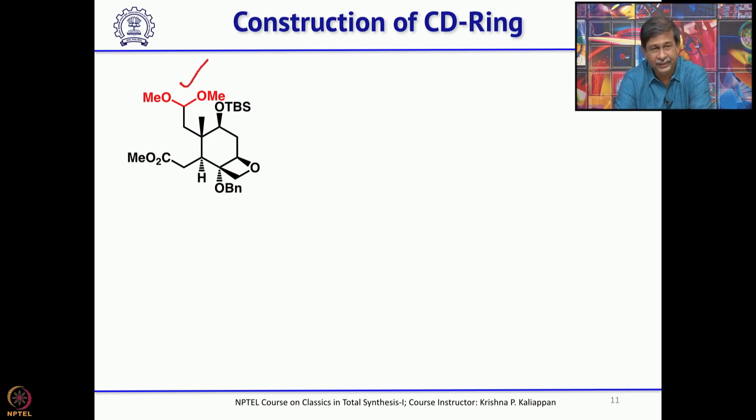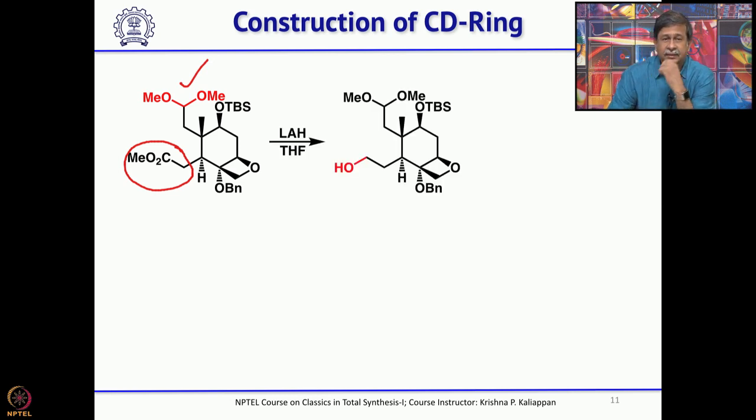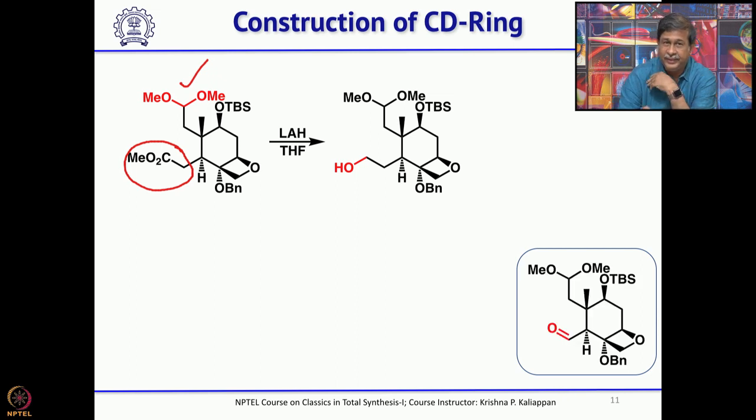Now what you need is to remove one carbon and get an aldehyde there. I will tell you why we need that when I come to the attachment of the A ring to this. So this is done. First you reduce the ester to alcohol with LAH. Then, as I said, you need to remove one carbon. Basically you have to cleave this to get this aldehyde.